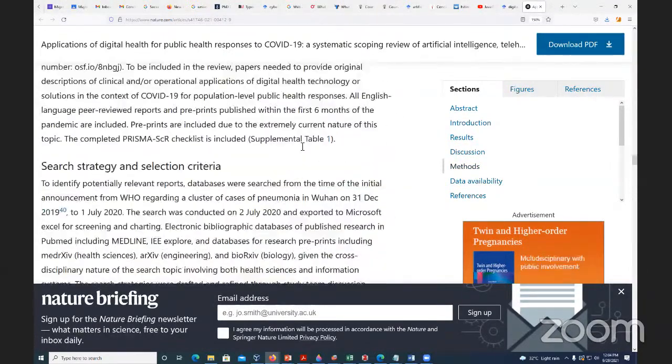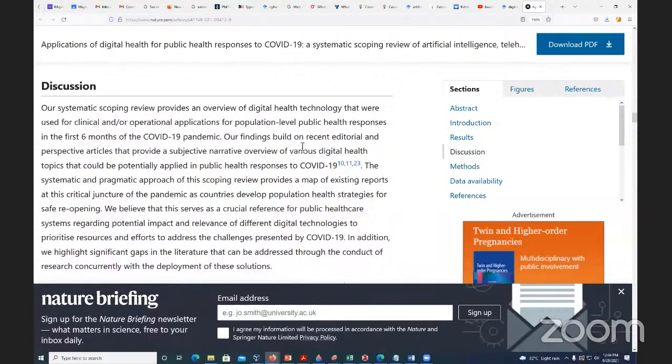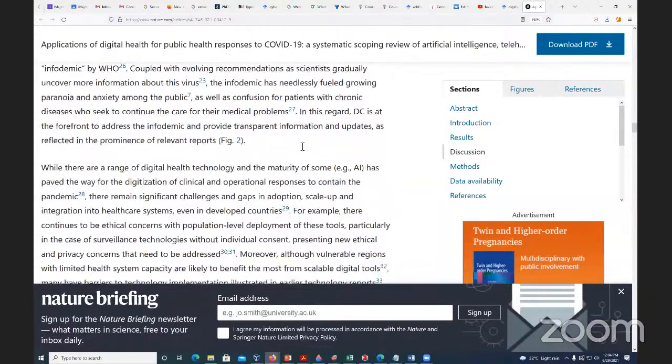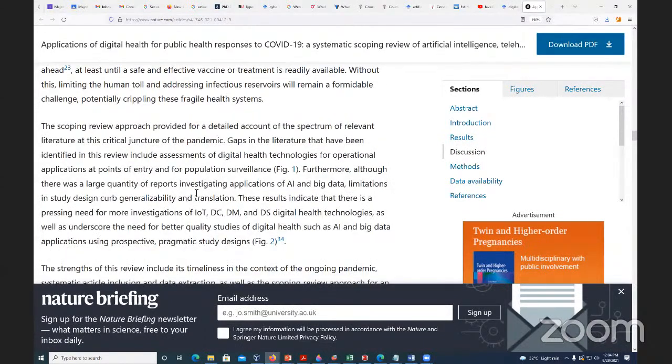So all of this before the methods would have been a discussion, which we're not going to have time to read all of right now. They're going to tell us the pros and cons of these things. Some are mature and some have gaps. In fact, let's just go to the gaps. So I want to scroll until I see the word gaps.